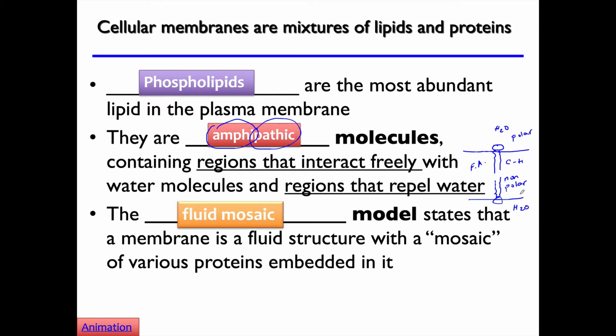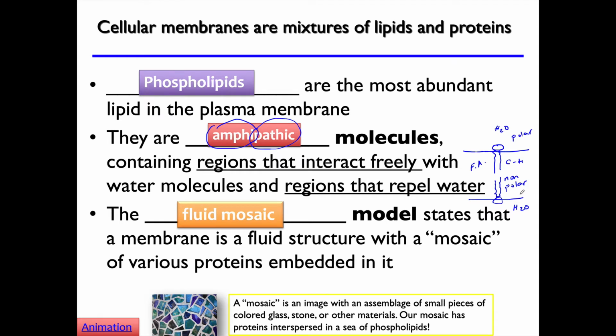Overall, we call the cell membrane a fluid mosaic model. And a fluid mosaic model states that a membrane is a fluid structure with a mosaic of various proteins embedded within it. Okay, so in the world of art, a mosaic would look something like this. You can see there's a lot of these pieces of broken glass that are surrounded by some kind of substrate. Maybe it's cement, maybe it's something else. But these pieces of glass that are trapped in this matrix of whitish gray, they're very much like the proteins that we have inside of our fluid mosaic model.